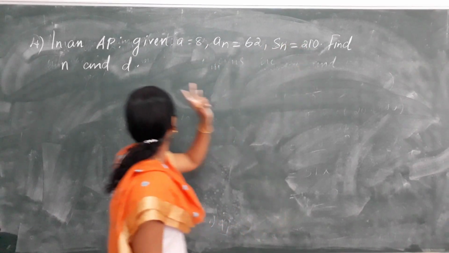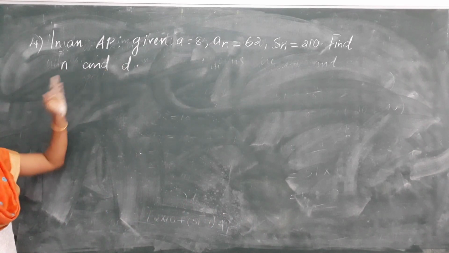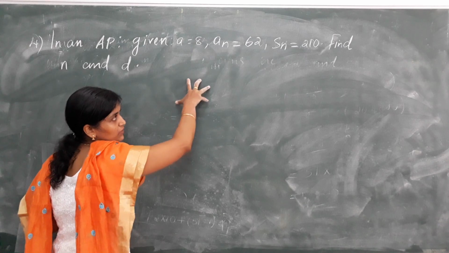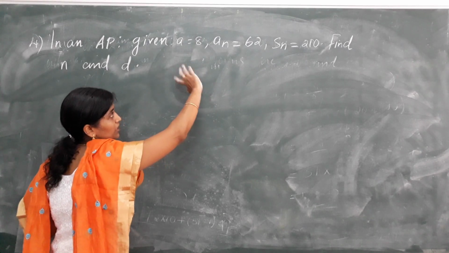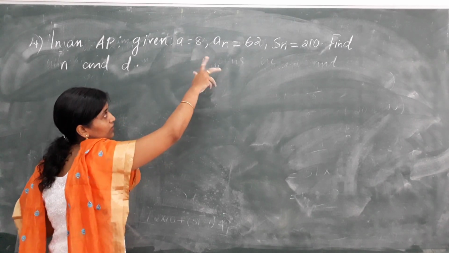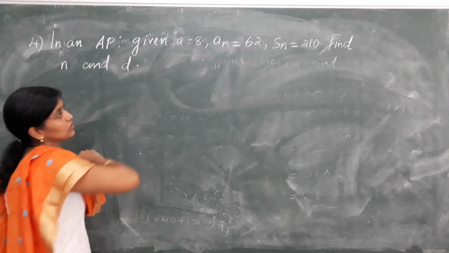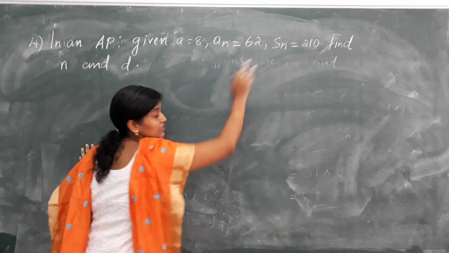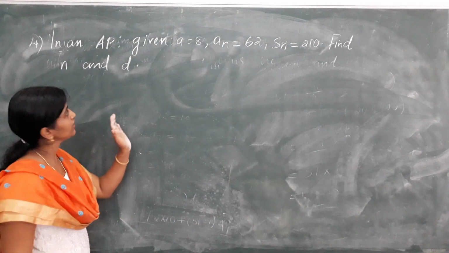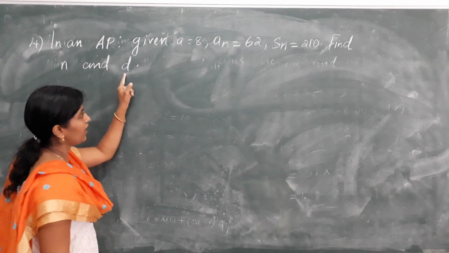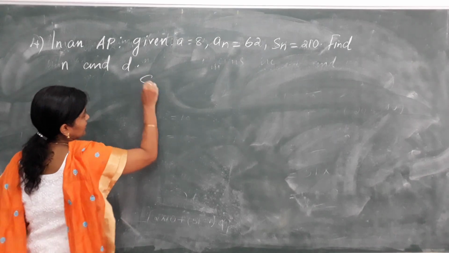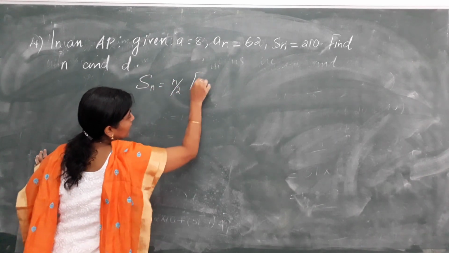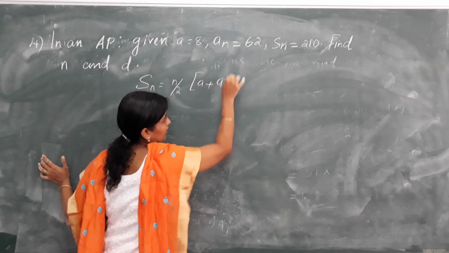Next question. In an AP, given A is equal to 8, AN is equal to 62, SN is equal to 210, find N and D. When you get the question, you have to see which formula we can use to make it easy to get our answer. Here AN is given, SN is also given. To find N and D, I am going to use the formula SN is equal to N by 2 into A plus AN.